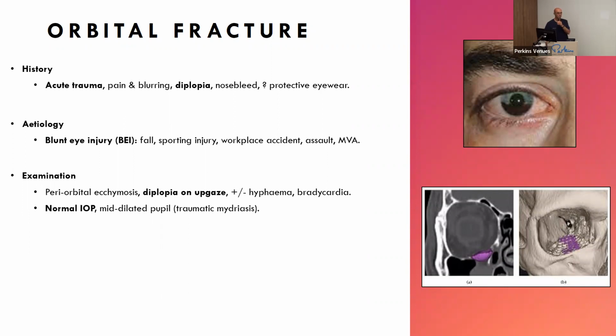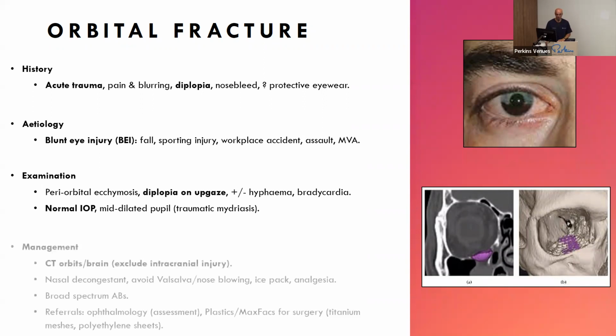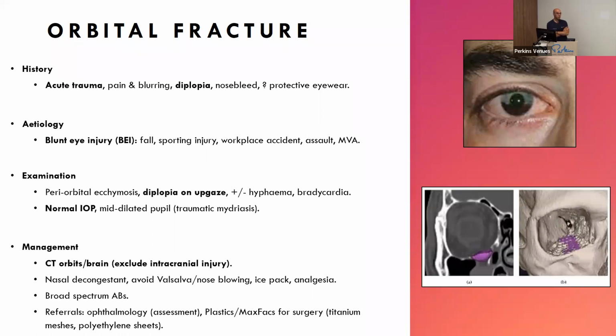So this is a sort of typical combination of signs and symptoms for blunt eye injury. Traumatic mydriasis, possibly a small hyphema, limited upgaze, and so on. Management-wise, you want to image these guys. Make sure they don't have an intracranial bleed, a subdural or a subarachnoid, or cranial hemorrhage.